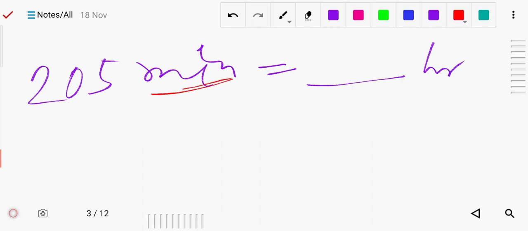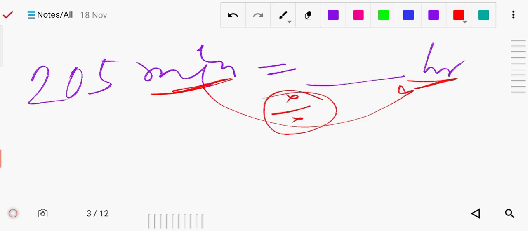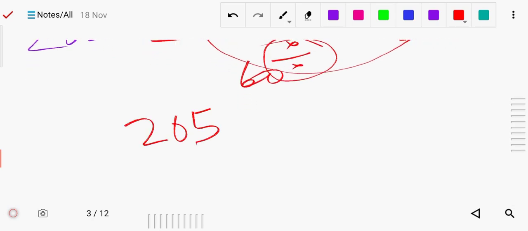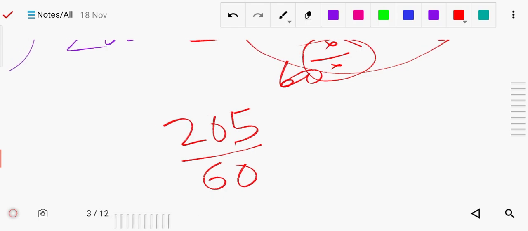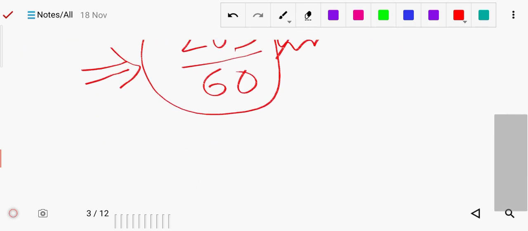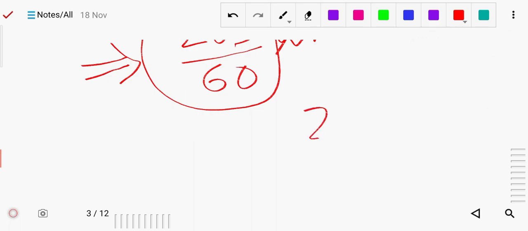So again the same thing, minute to hour you are going, means lowest to highest. So what you have to do? Divide by 60. So 205 by 60 you can divide, and this will be the hour. Now you can check, can we divide it exactly by 60? No, exactly we cannot divide. So don't do any simplification, as I have told that if you do the simplification, then you have to do some more calculation. So it will be easy to directly divide 205 by 60.